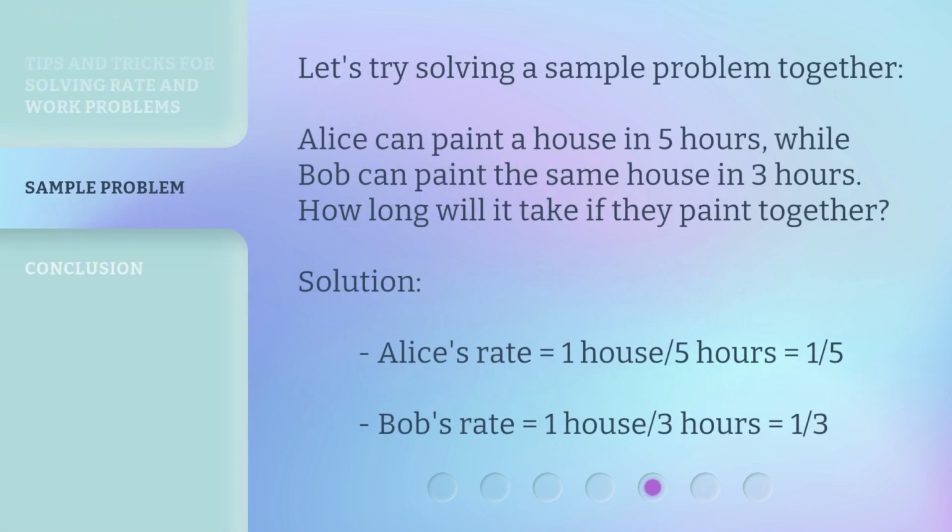Let's try solving a sample problem together. Alice can paint a house in 5 hours, while Bob can paint the same house in 3 hours. How long will it take if they paint together?